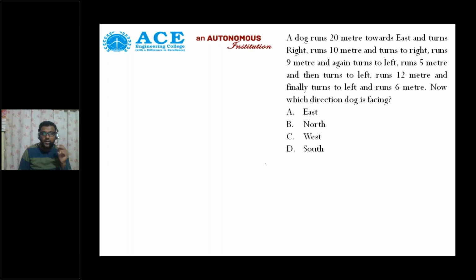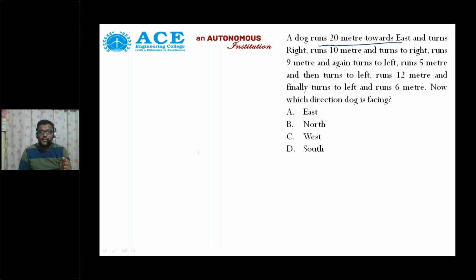Now our focus is on direction and distance related, and we'll see at the end three previous questions given in these directions as well. Now here, a dog runs 20 meters east. Friends, this is actually a direction and distance related question. In which direction you are facing at the end, or how much distance from the initial point you are, like that they'll ask.